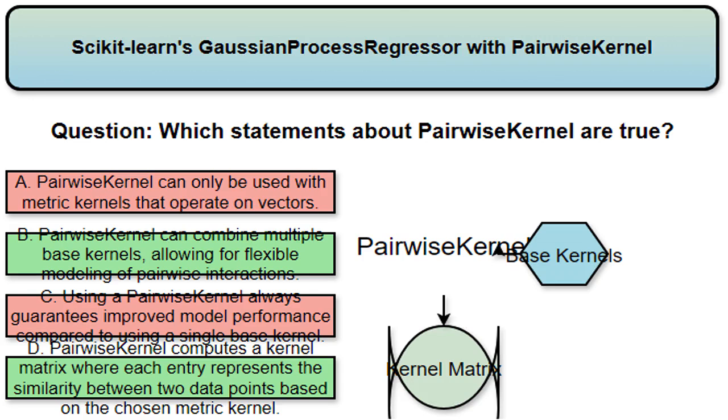I'm using scikit-learn's GaussianProcessRegressor to build a model. I'm choosing a PairwiseKernel to see how data points relate to each other. This is a special tool that lets me study relationships between data in a specific way.